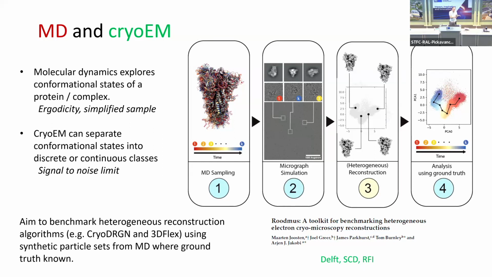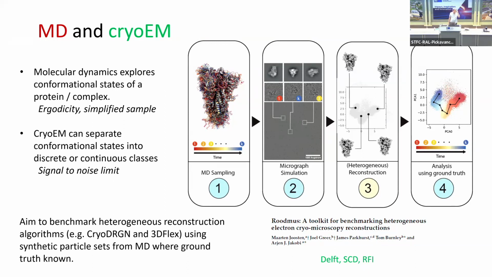Obviously, MD is also trying to do the same thing. So what we'd like to do is to compare the flexibility of a protein as seen by MD with that as seen by cryo-EM. They're not necessarily the same because there are different samples, different conditions, but they ought to overlap at least a little bit. So towards this aim, we're working on some benchmarking so that we can begin to understand the experimental heterogeneous reconstruction algorithms.